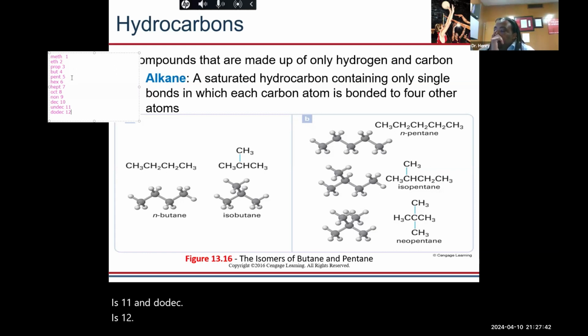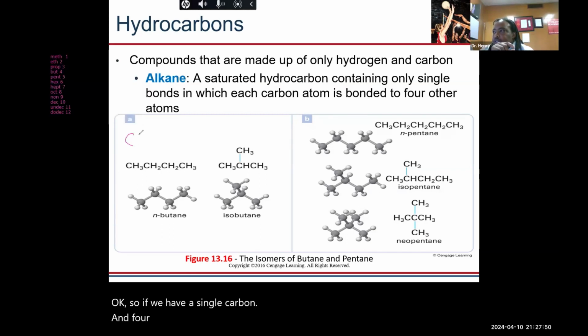Okay. So if we have a single carbon and 4 hydrogens, we call that methane. If we have 4 carbons and 10 hydrogens, we call that butane.